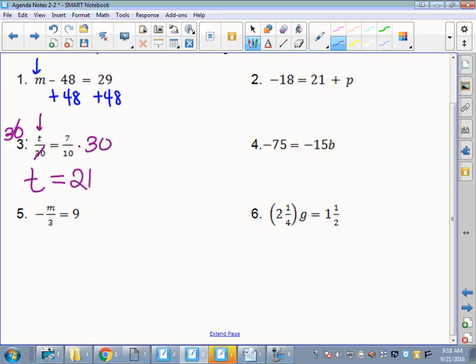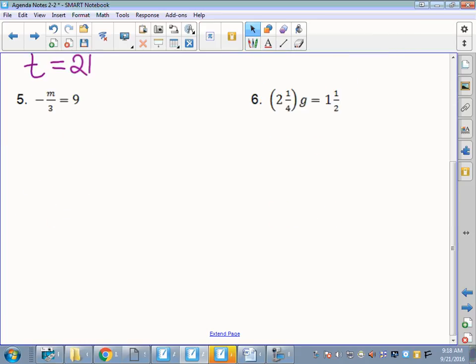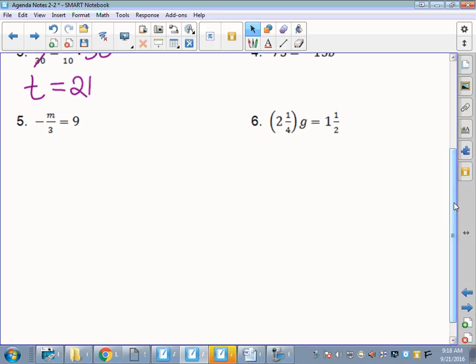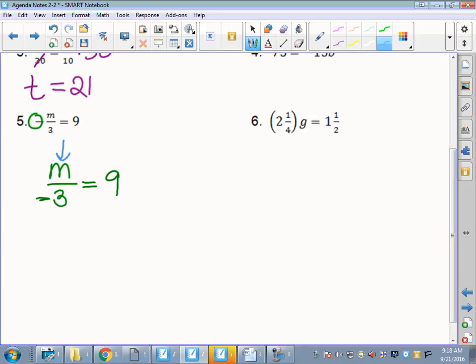Last but not least, number 5. I've got a negative m over 3 equals 9. Well, whenever I've got a negative, I can put the negative with the m, with the 3, or out in front. So if I stick the negative down here, I still have a negative fraction, right? But now, notice if I've got m over 3 equals 9 and I want to isolate my m, solve for m, I'm going to times by that denominator, which happens to be a negative 3. And now I'm left with a final answer, negative 27.